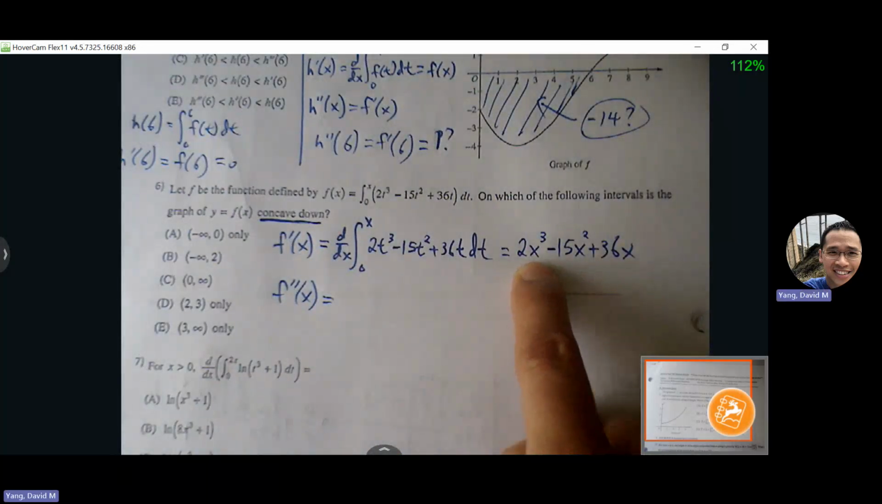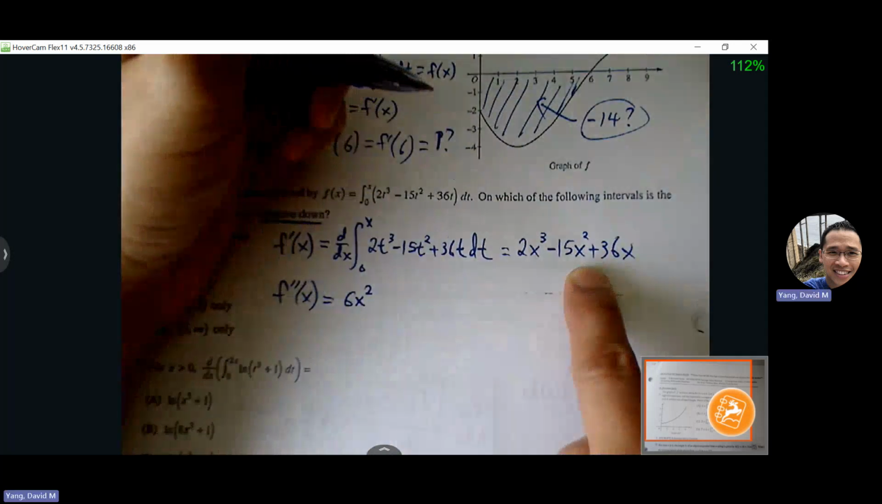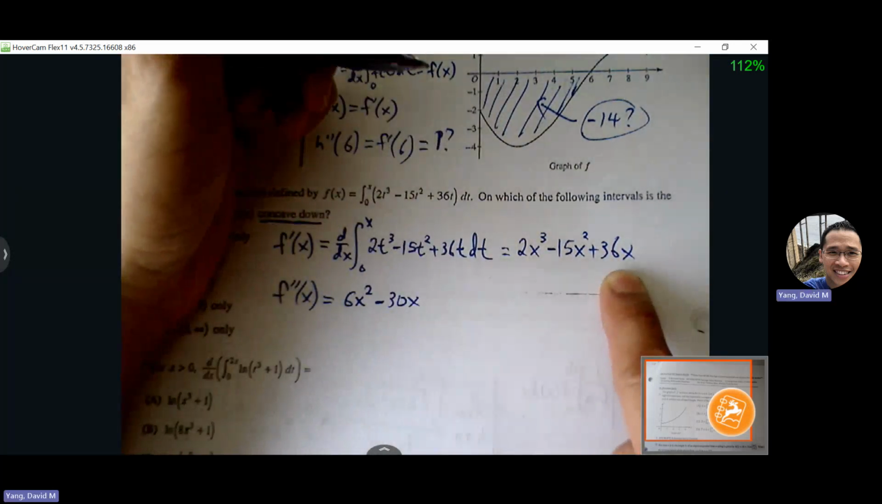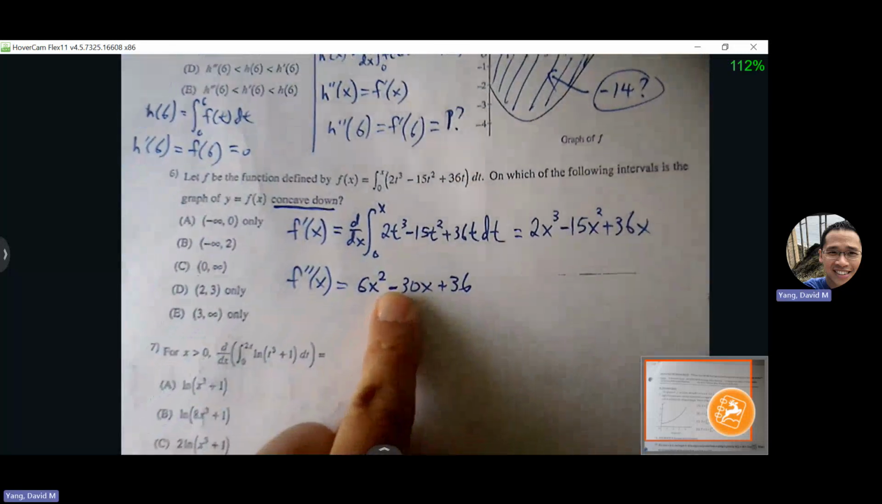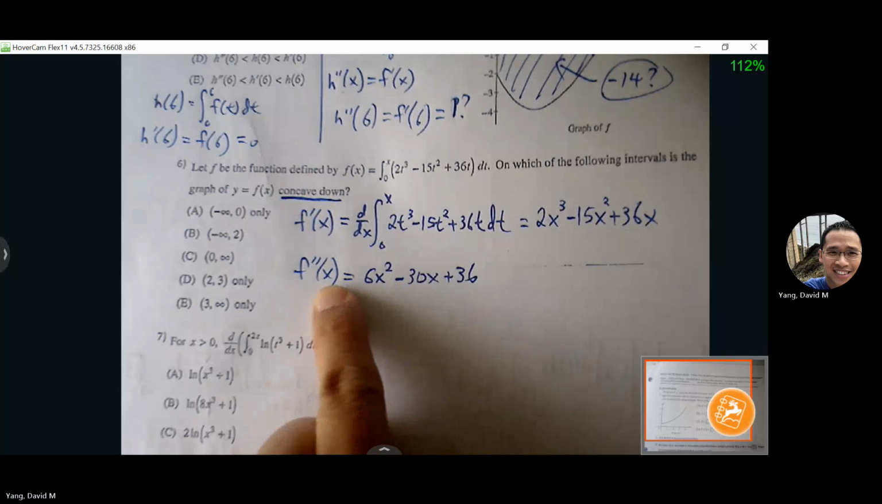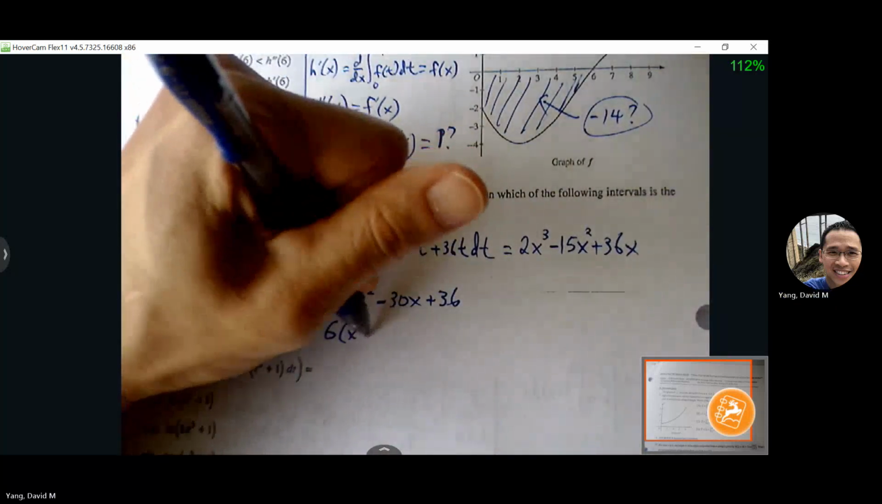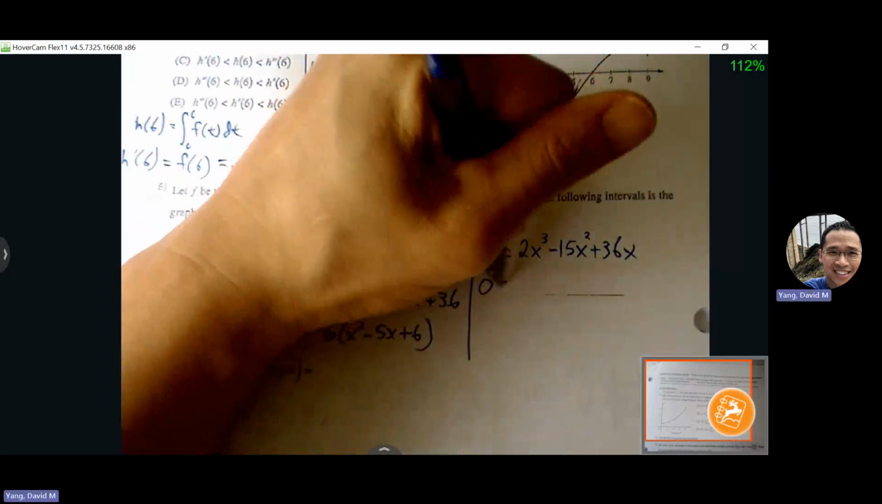So now we can go through power rule. 2x cubed becomes 6x squared. 15x squared becomes 30x. 36x becomes 36. Okay. So if I want to find critical points, I can set this equal to 0. I can do GCF, factor out a 6. Continue factoring.